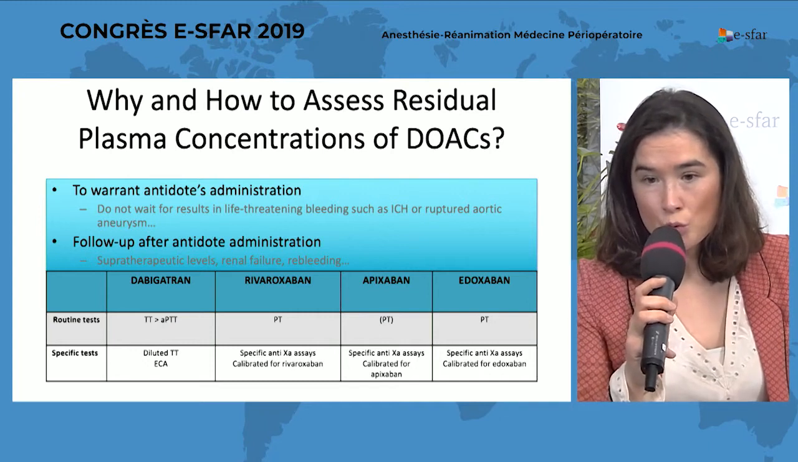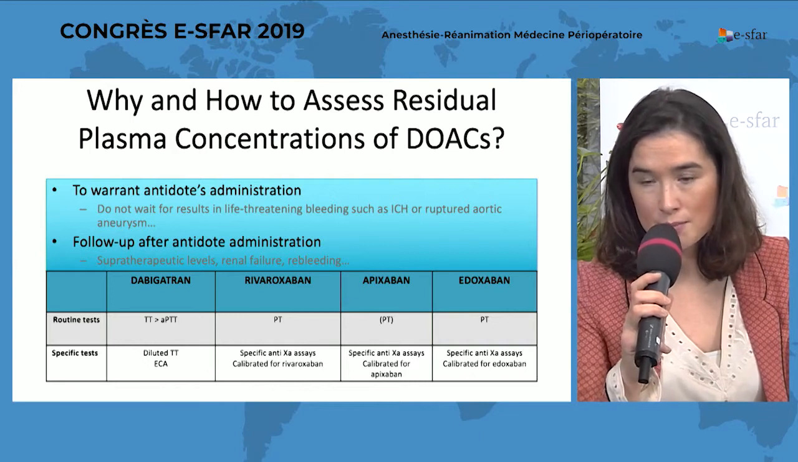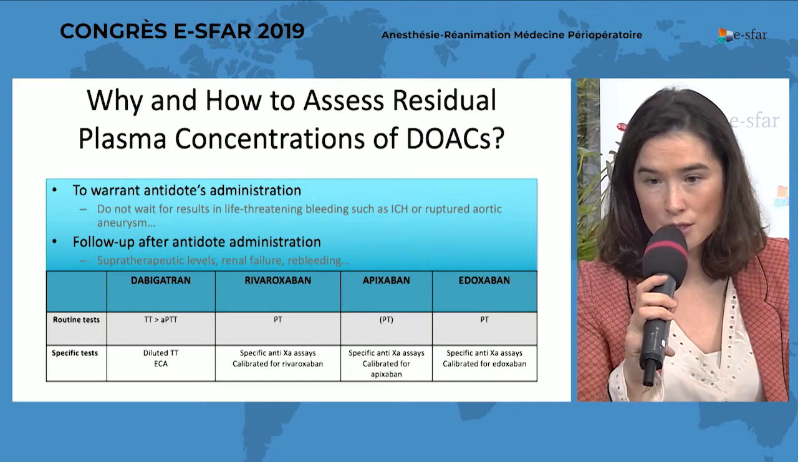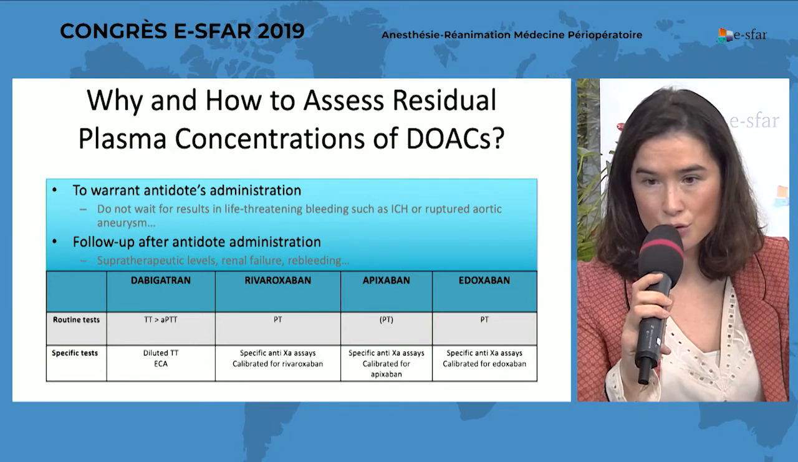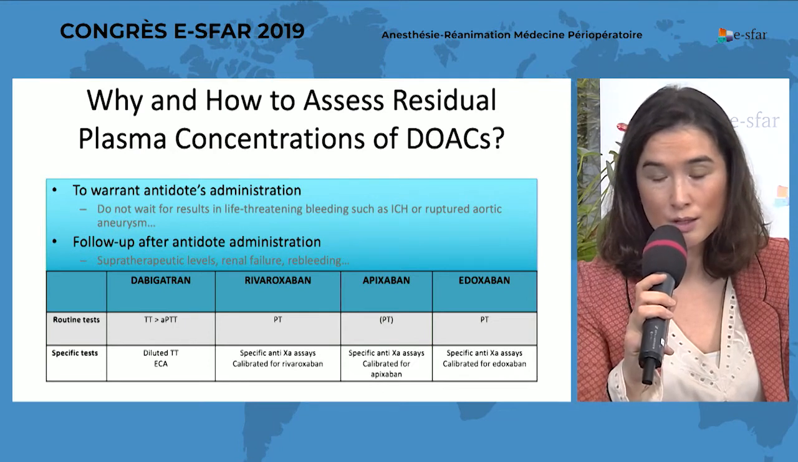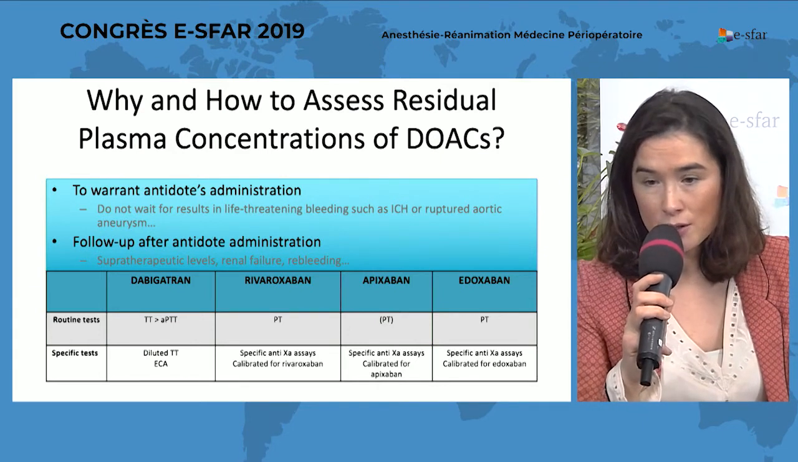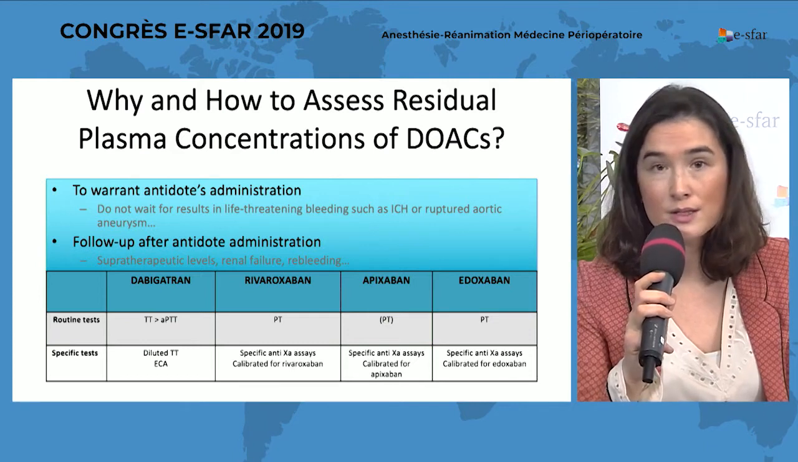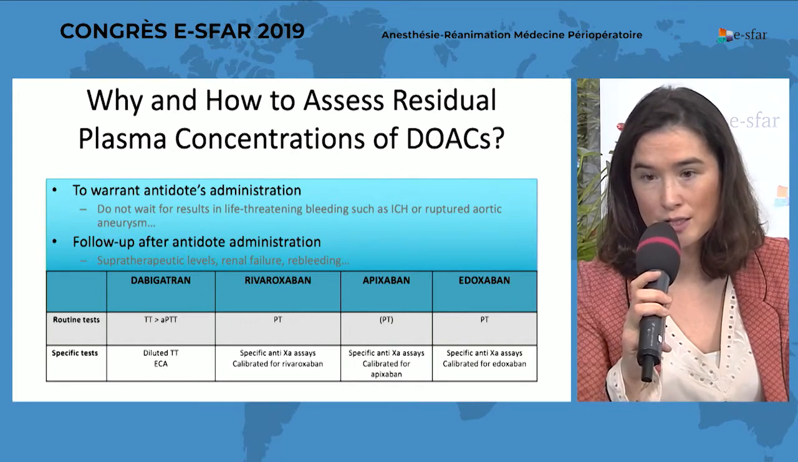We're talking now about routine tests with sensitive reagents. It's important because there are many reagents available, but here we will talk about sensitive reagents. So for dabigatran, thrombin time is very sensitive to the presence of dabigatran. So if thrombin time is normal, you can exclude clinically relevant presence of dabigatran. APTT, the activated partial thromboplastin time, is also sensitive to dabigatran, but if it's normal, you cannot exclude clinically relevant plasma concentration of dabigatran.